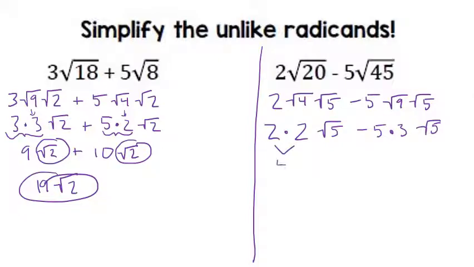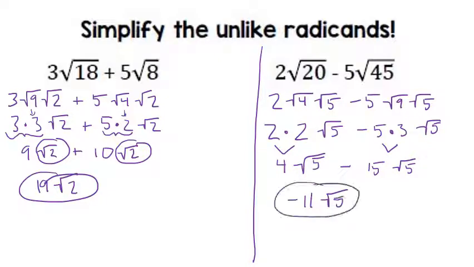Multiplying my constants, I get 4 root 5 minus 15, and bring the root 5 with again. I now have like radicals. 4 minus 15 is negative 11, and bring my root 5 with.